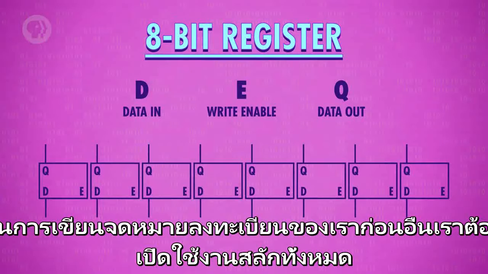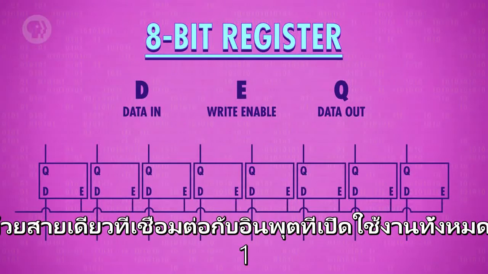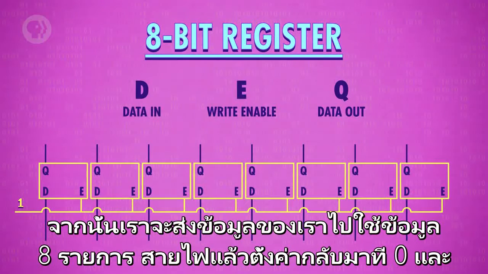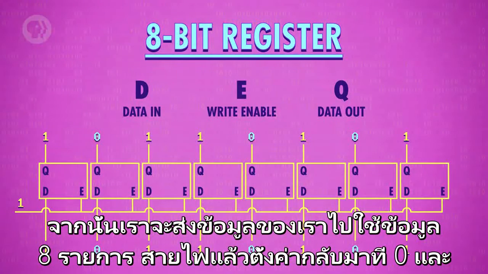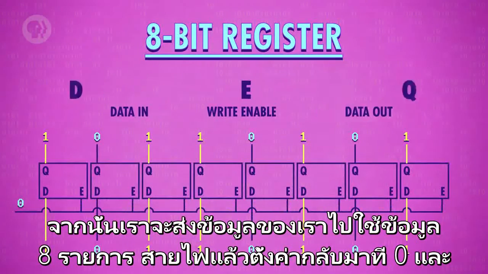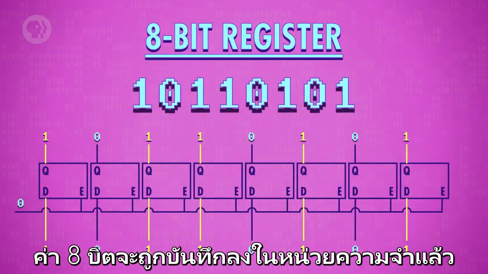To write to our register, we first have to enable all of the latches. We can do this with a single wire that connects to all of their enable inputs, which we set to 1. We then send our data in using the 8 data wires, and then set the enable back to 0, and the 8-bit value is now saved in memory.